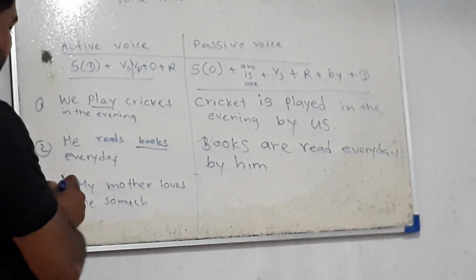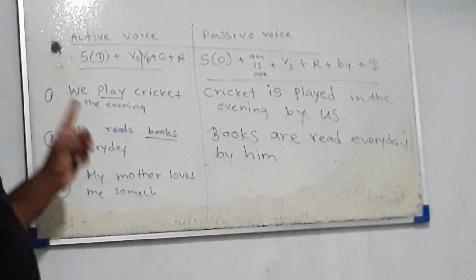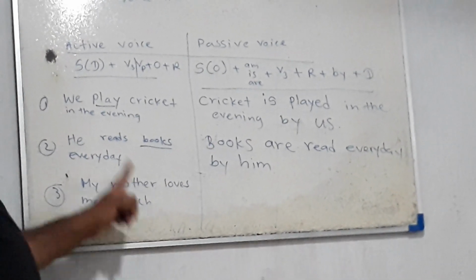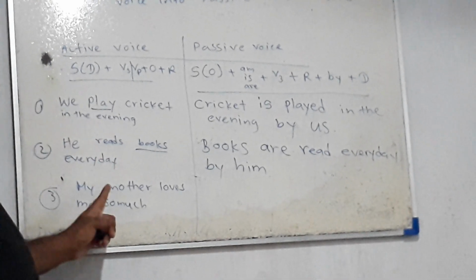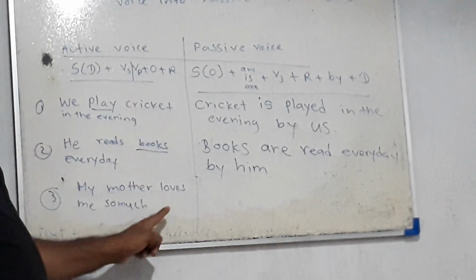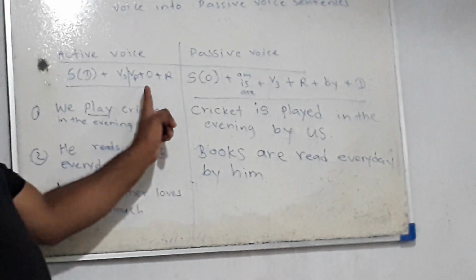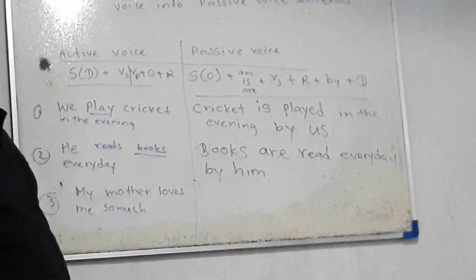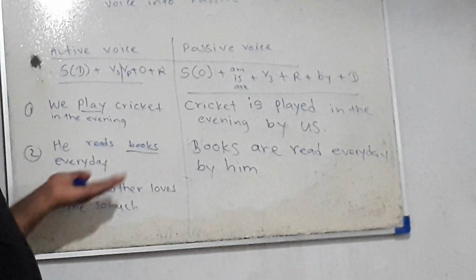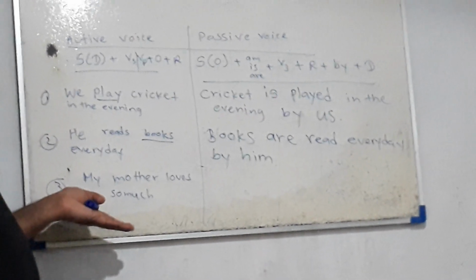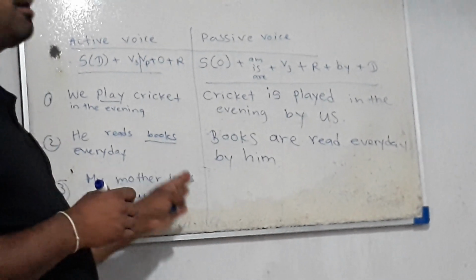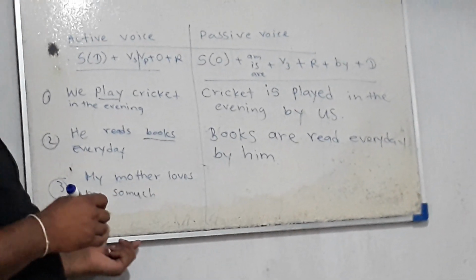Let's go to the third one. Third active voice sentence, my mother loves me so much. So my mother is the doer, loves is the singular verb, and me is the object, the person who is taking love, and so much is extra words, giving more information for the sentence. So here me is the object, but me is written after the verb, so it is the objective form.